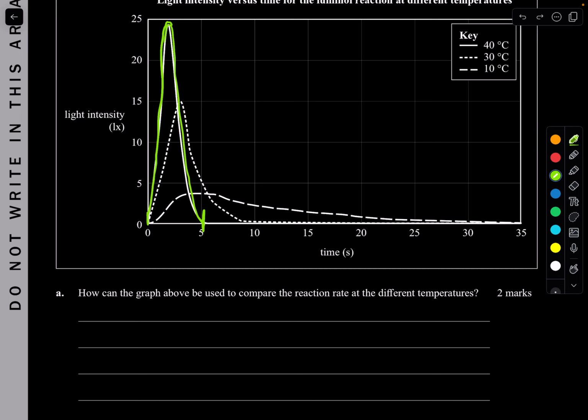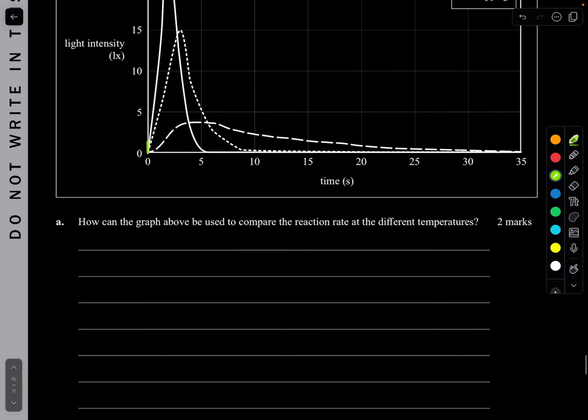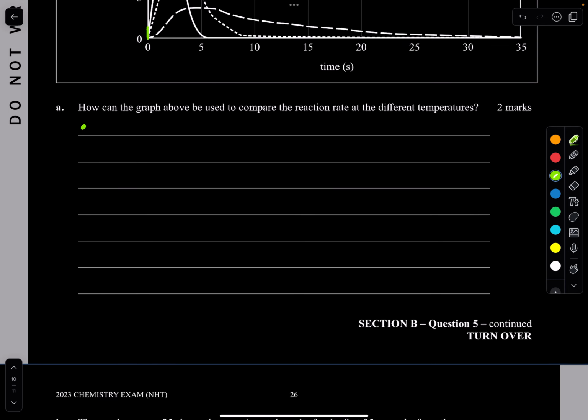For example, look at the 10-degree one. It has a very, very large time. A very large time means the reaction rate is very small, because it takes very long for the reaction to complete. So these are 2 ways that you can look at to measure the reaction rate at those different temperatures. Let's write those down.